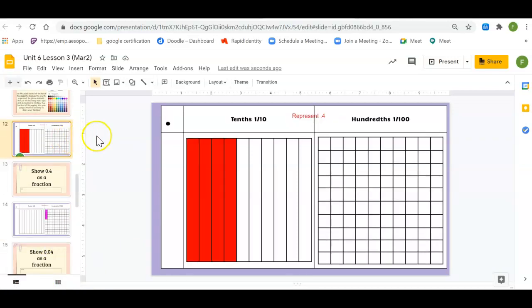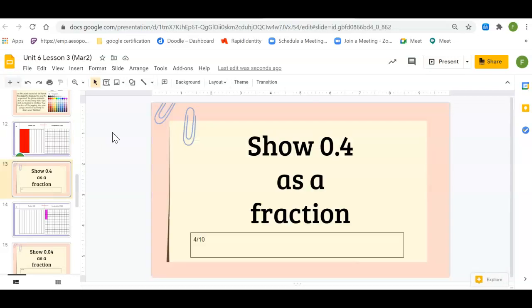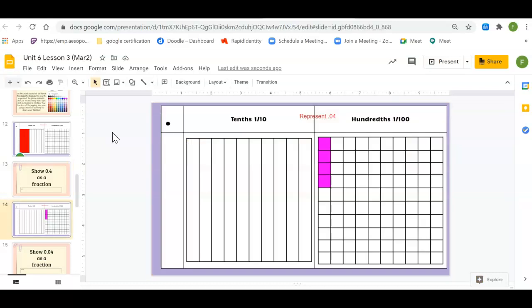All right, so you've had an opportunity to pause the video and go ahead and do the rest of them. So this is the first one that I did already, representing 4/10. So I chose the tenths grid to represent that. That was the best choice for that one. And as a fraction, 4/10.